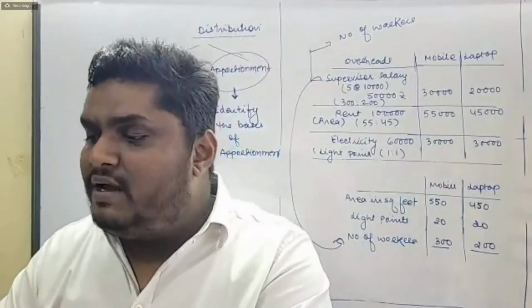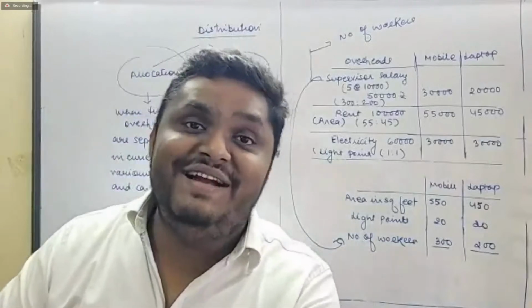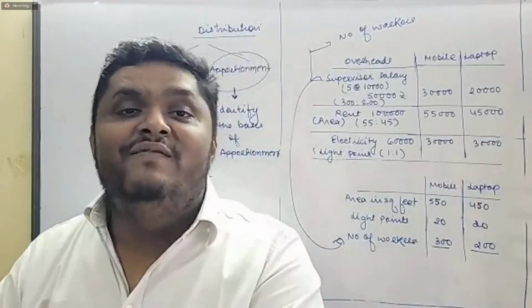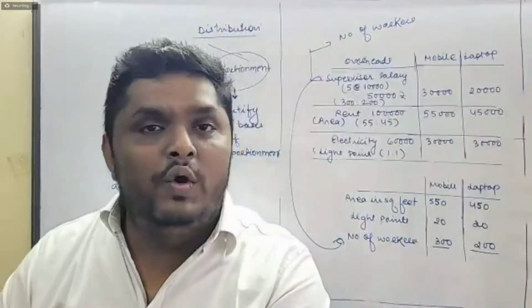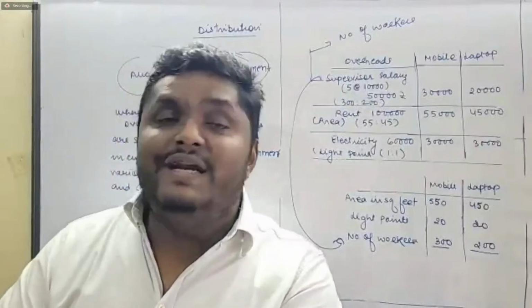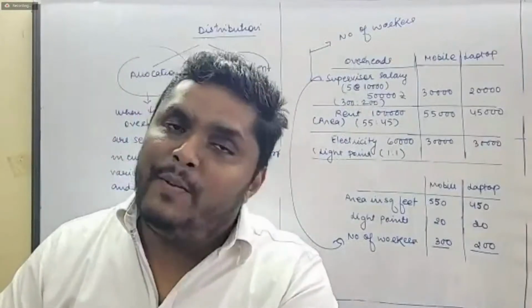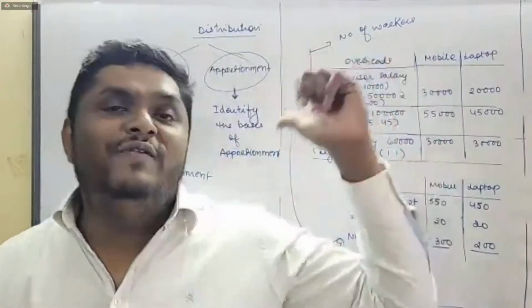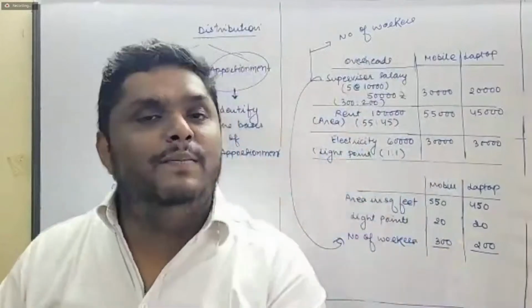Yes, well said, Priyanka. When the expenses are incurred separately for each department, we can distribute them directly. That is what we call allocation. And if the overheads cannot be allocated, then they need to be apportioned. So for apportionment, we have to first identify the basis of apportionment, and then only we will apportion the overheads.